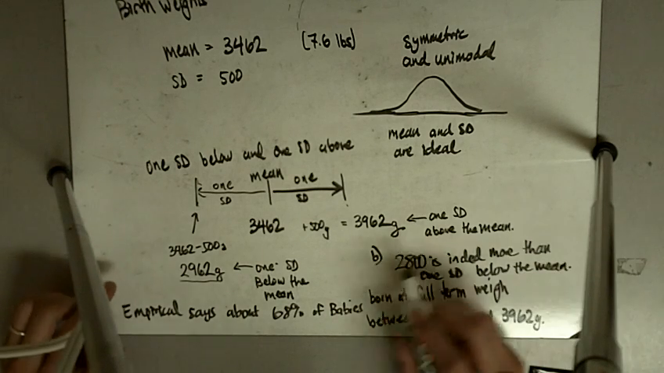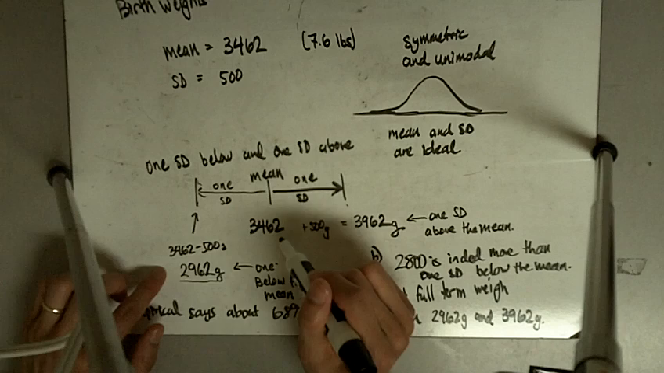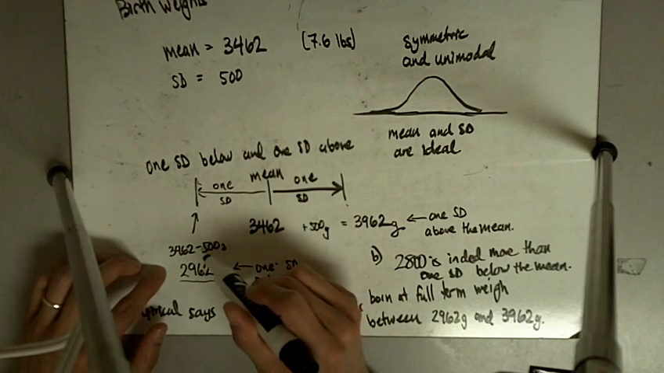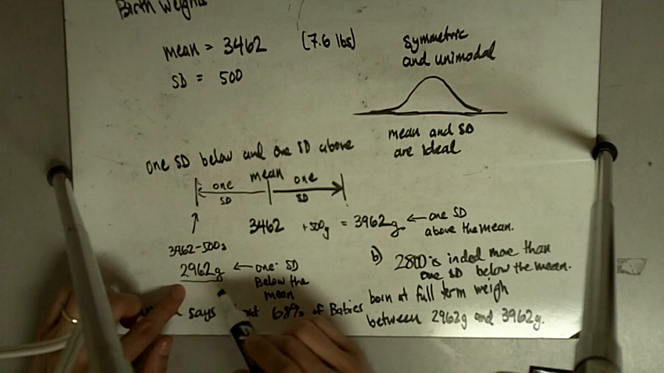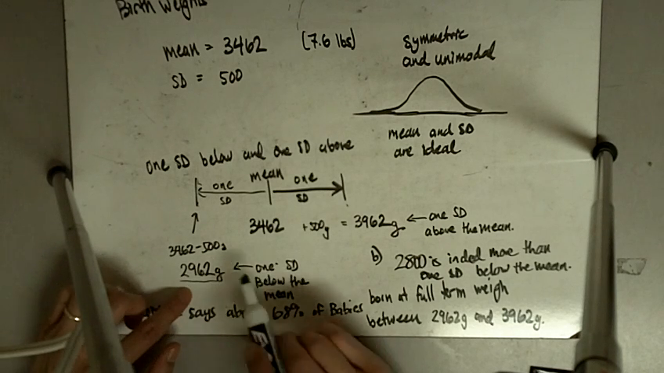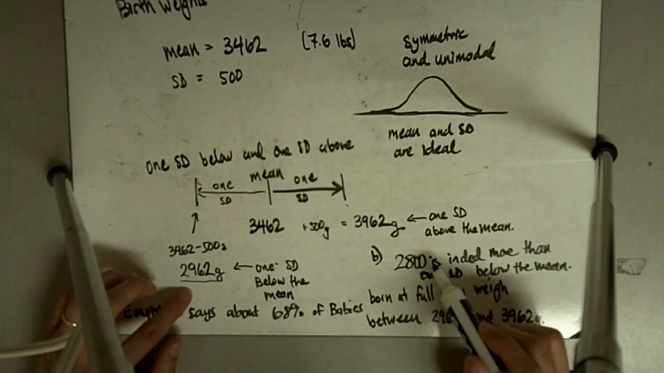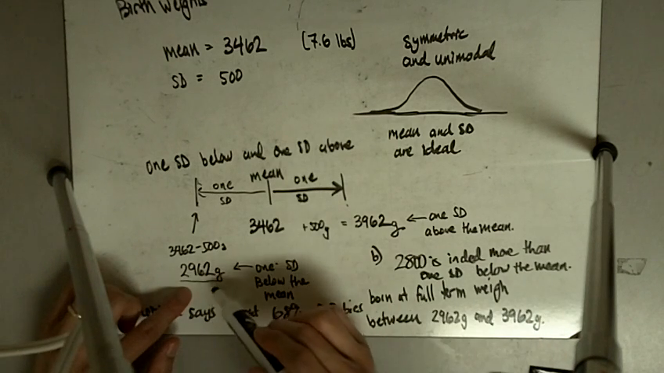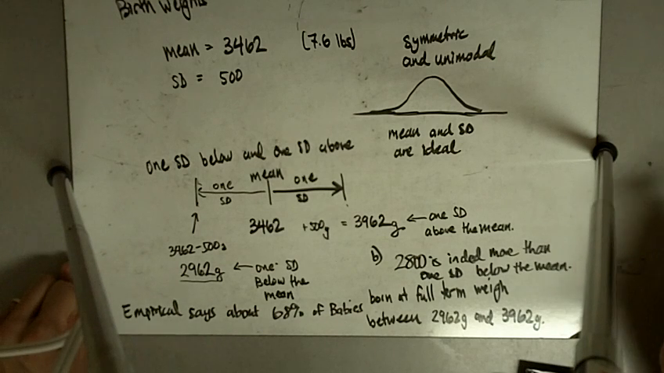Okay, because one standard deviation below the mean was found by taking 3,462 and subtracting one standard deviation, so we subtracted 500 grams, and that gave us 2,962. It's asking, is 2,800 more than one standard deviation below? Yes, 2,800 is less than 2,962, so it is more than one standard deviation below the mean.